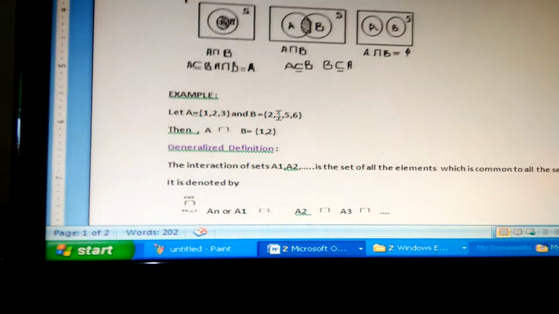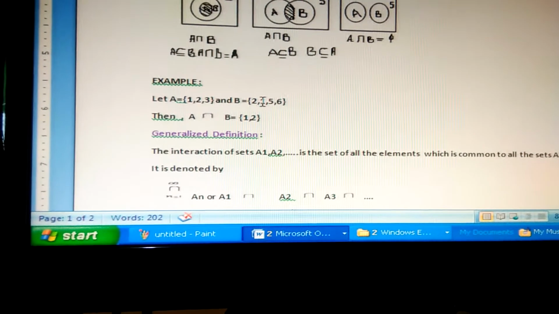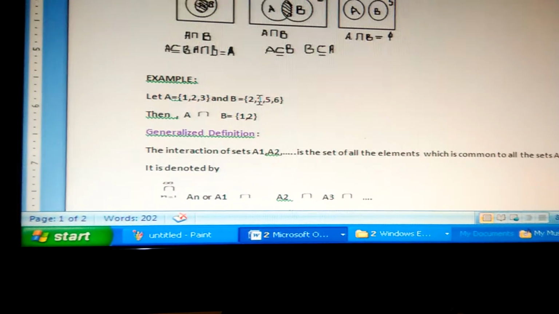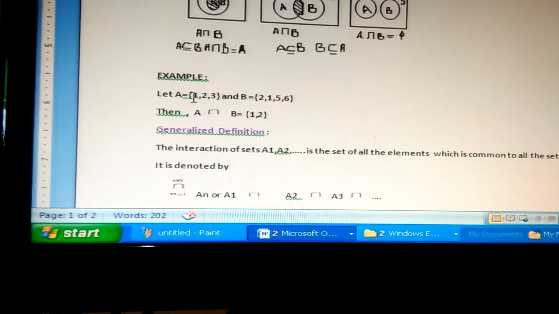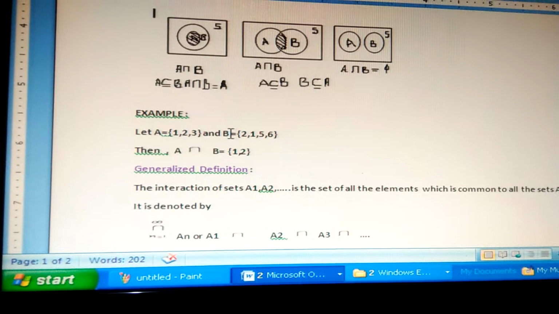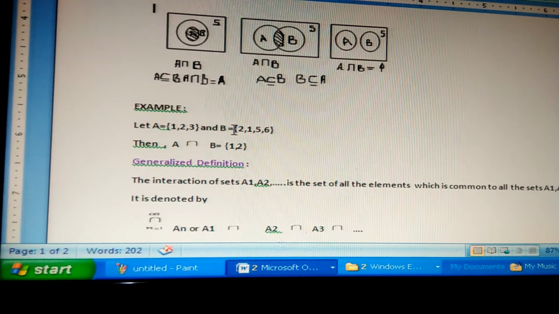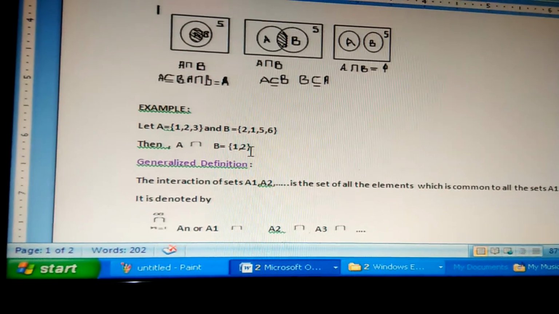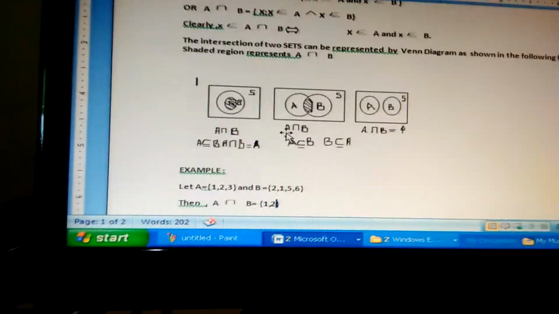Intersection means if there are two sets A and B, we have to see which elements are common in both the sets. Here 1 and 2 both are common. So A intersection B is equal to {1, 2}.